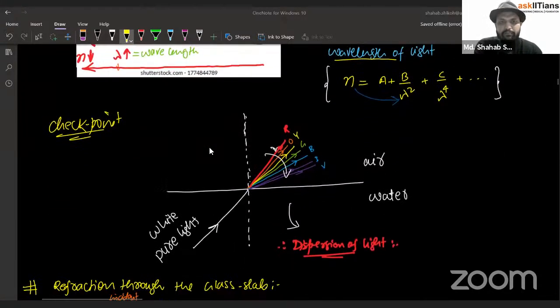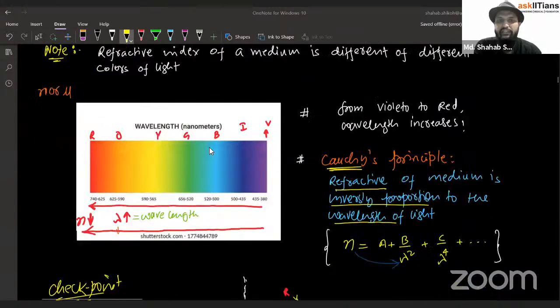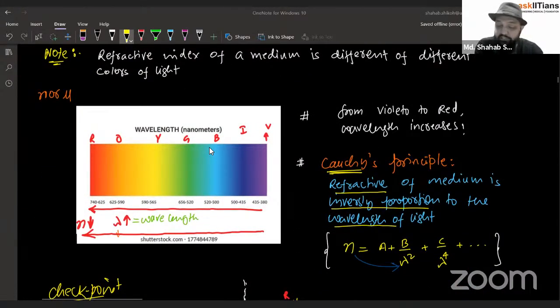Keep in mind, checkpoint. Who said that the refractive index is different for the same material but different colors? Cauchy was the scientist who said that. And Cauchy says the refractive index of a medium is inversely proportional to the wavelength. See here how it depends on wavelength. Inverse relation: higher wavelength, less refractive index. Red has maximum wavelength, so it has minimum refractive index. Violet has minimum wavelength, so it has maximum refractive index.